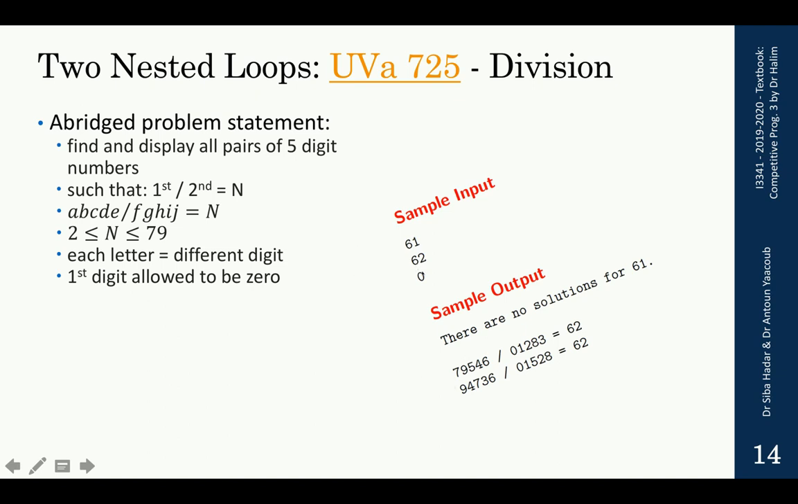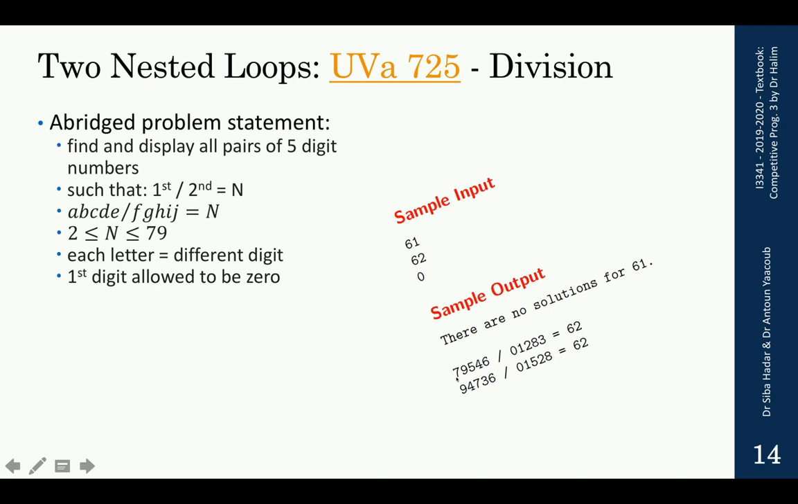And for the second case, for 62, in fact there are two numbers whose division is equal to 62, so we have to list the two solutions, ordered by the numerator, or even the denominator, which is a constant fraction.